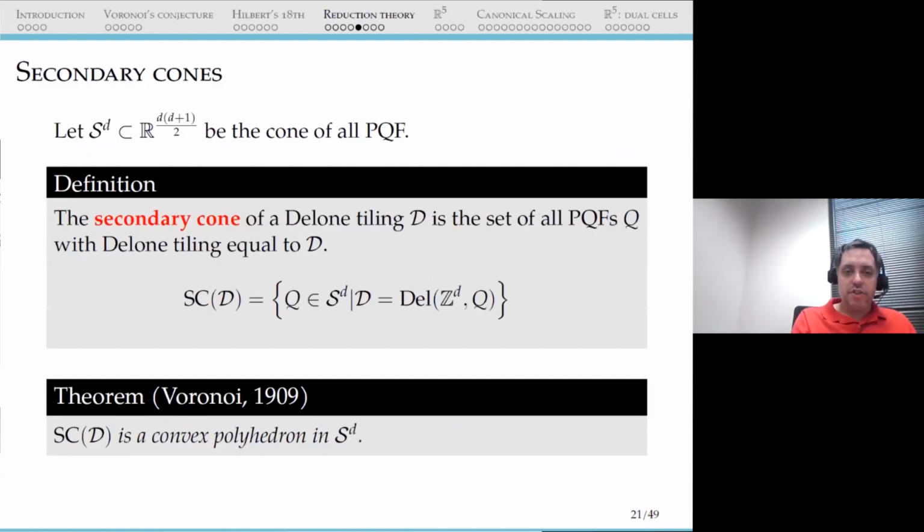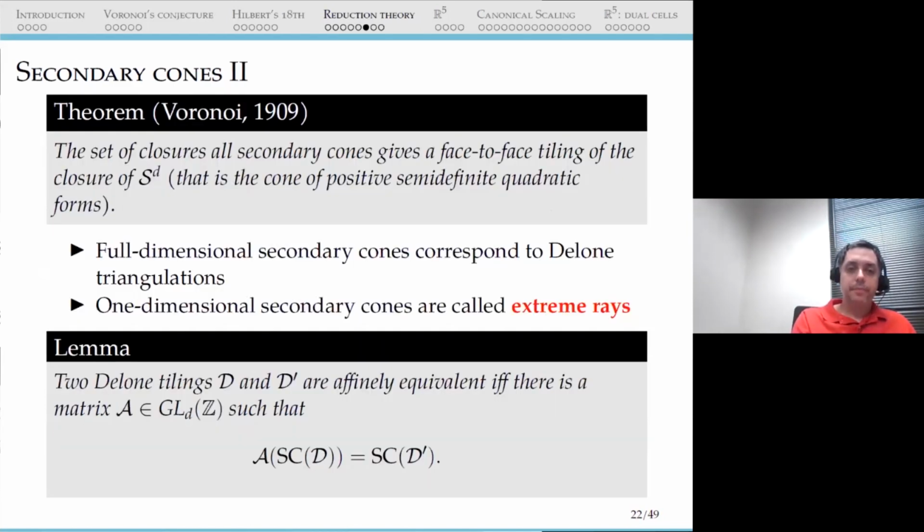And in general, Voronoi's approach was to define the set of quadratic forms that give the same diagonal tiling. And one thing that he did, he proved that this, what is called the secondary cone, is a convex polyhedron in the set of all positive definite quadratic forms. And actually, there are only finitely many essentially different such convex polyhedra. So there are only finitely many classes under the action of, so basically under the change of basis in the integer lattice. So that's the theorem here.